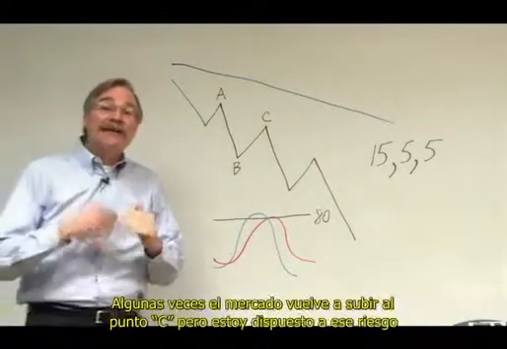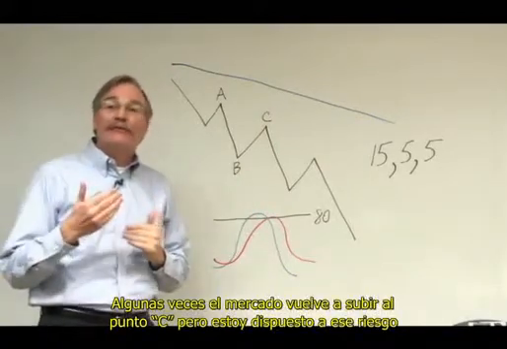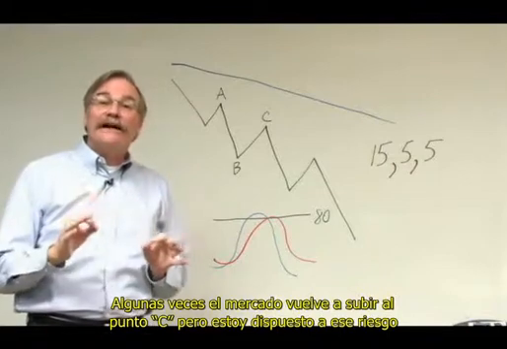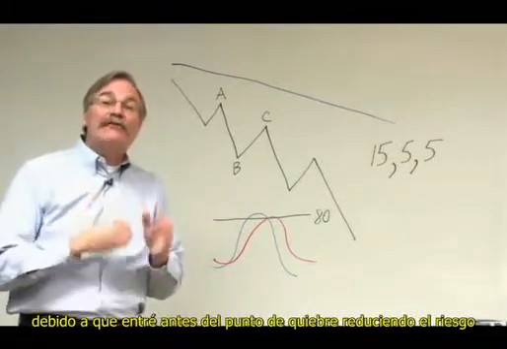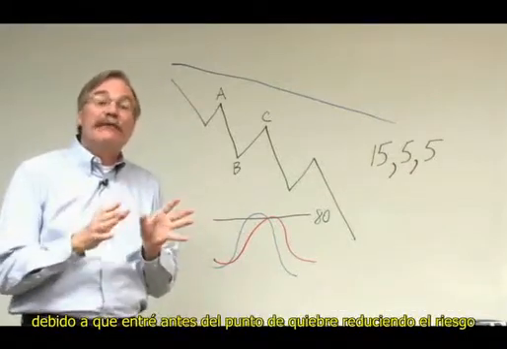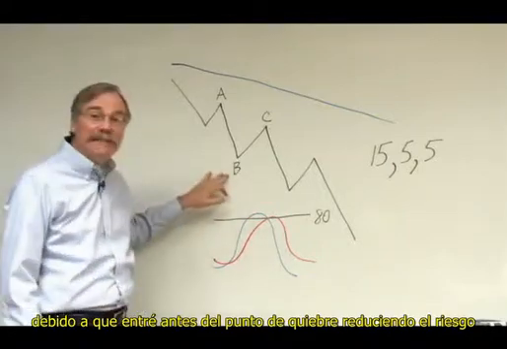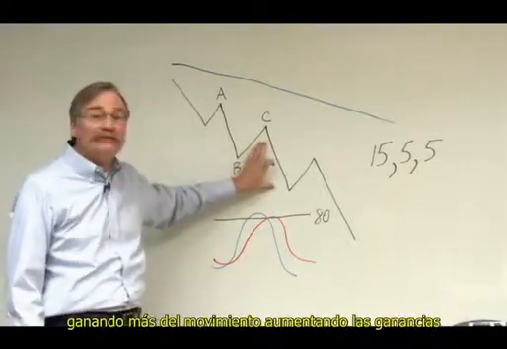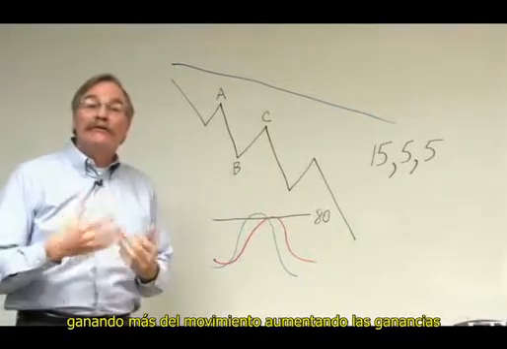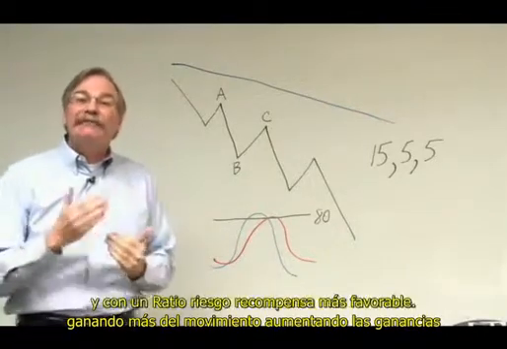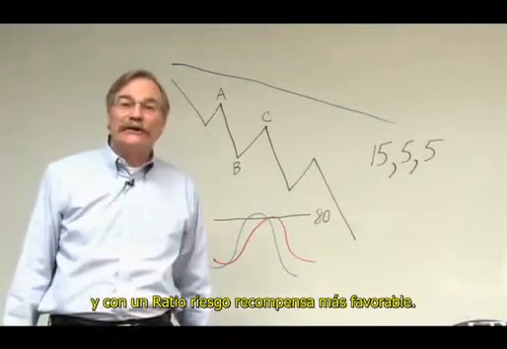Sometimes the market will turn around and move up through point C again, but I'm willing to take that risk because my risk on the trade is lower, since I'm getting in before the break through point B. I'm also putting myself in a position to be in on more of the move, thereby increasing my profit and giving me a more favorable risk-reward ratio.